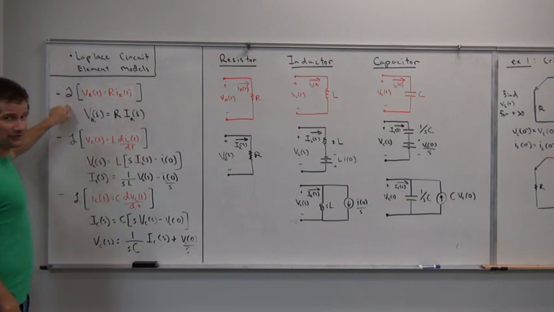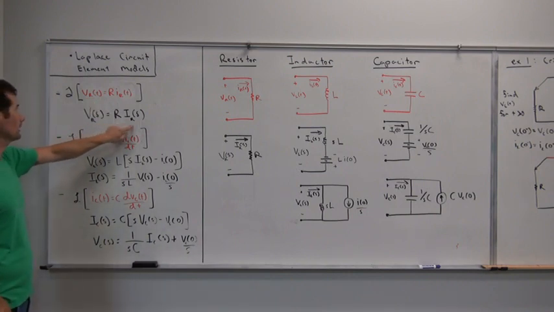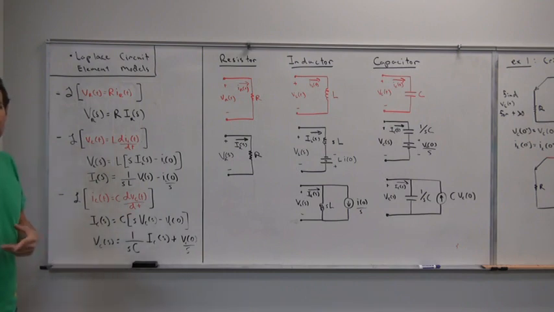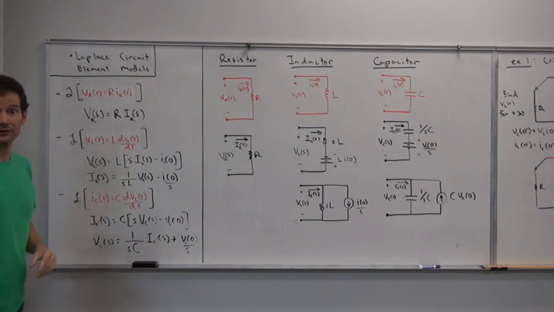Well, if we take the Laplace transform of that, there's no derivative or integral. It's very easy: VR of s is equal to R times IR of s. So in the s domain, we treat the resistor just like we do anything else. The current in the s domain multiplied by that resistance gives us the voltage in the s domain.